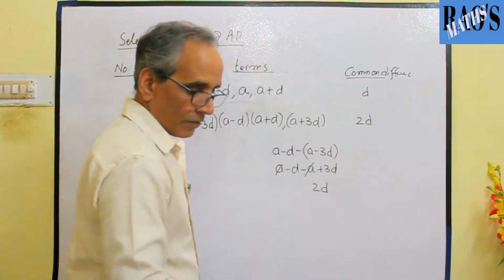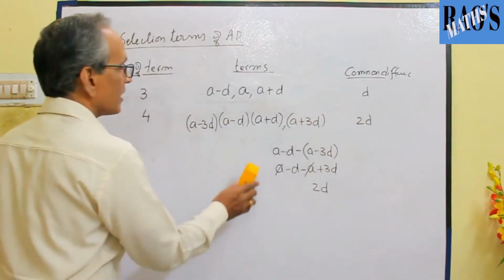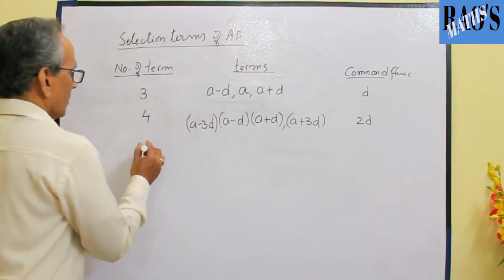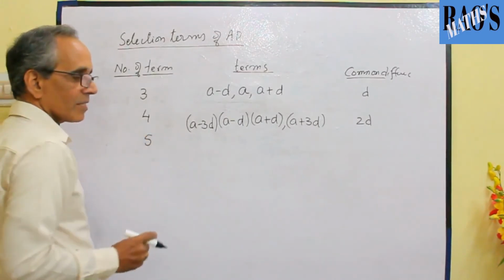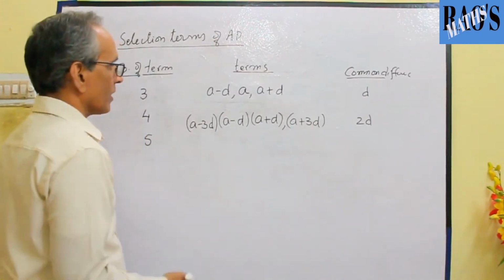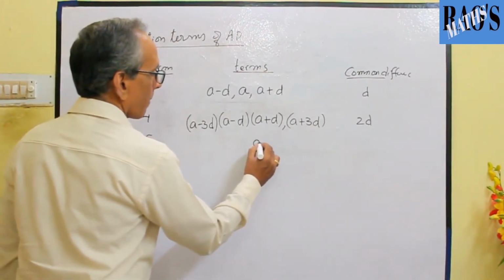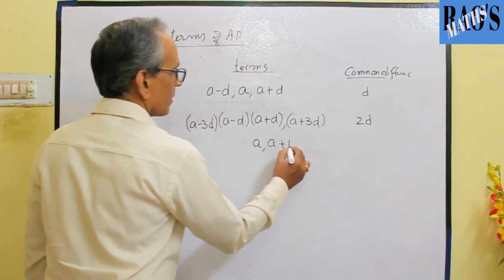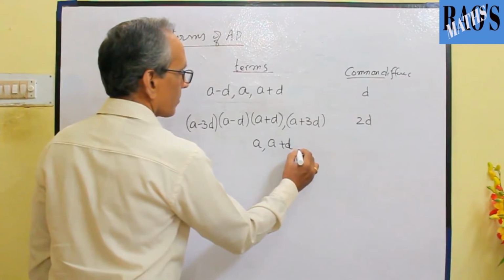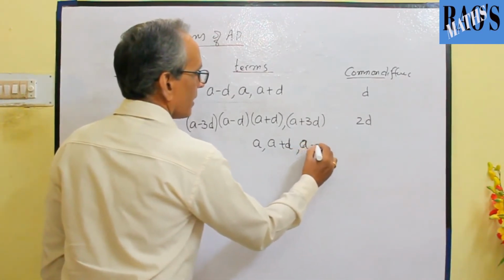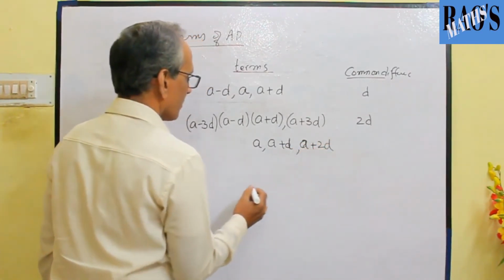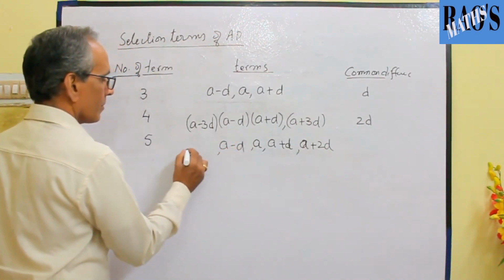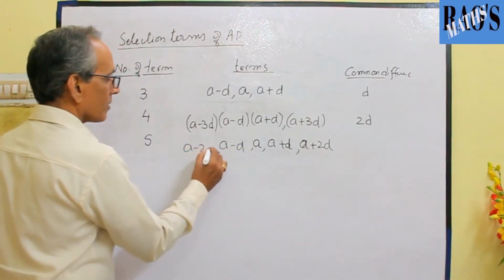If we want 5 terms, suppose in a question you are given the sum of 5 terms, then how do you define? The middle term is A, the next term is A plus D, then A plus 2D. On the left side, A minus D, A minus 2D.